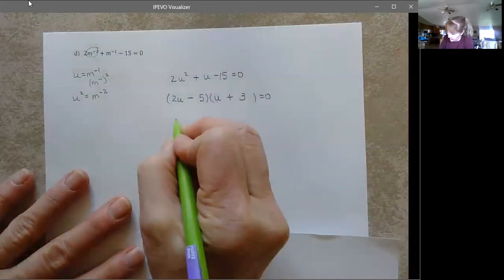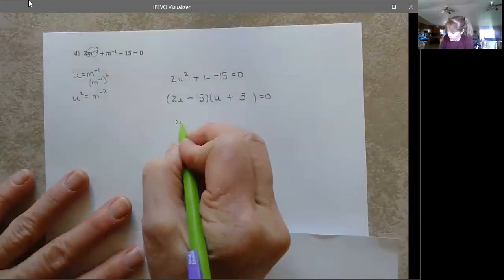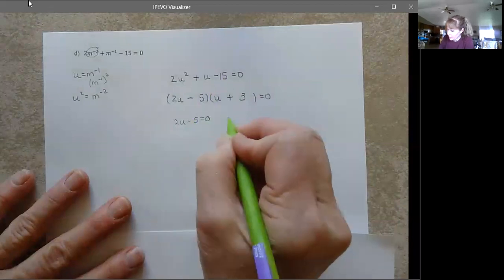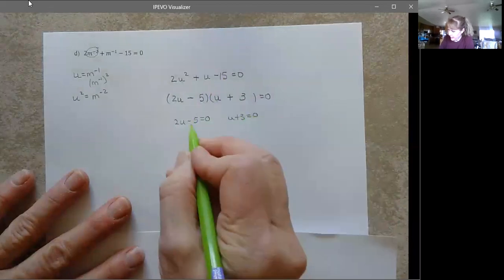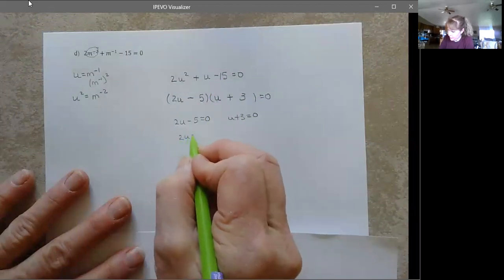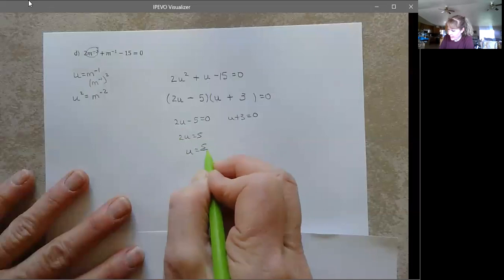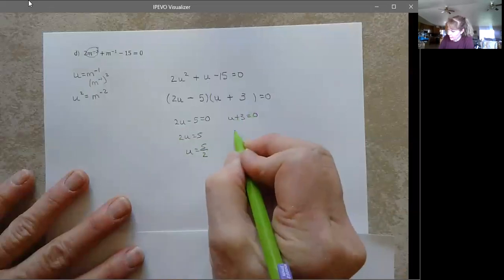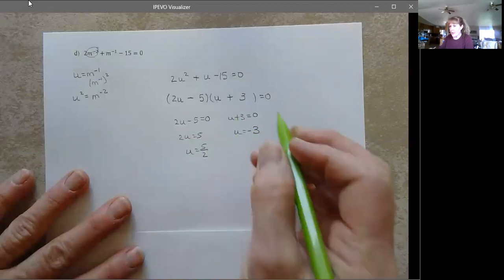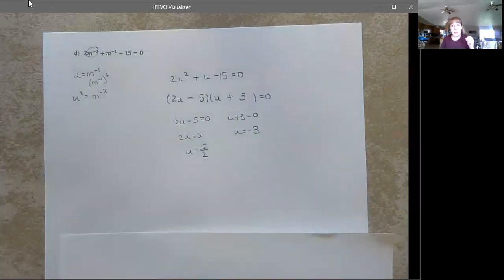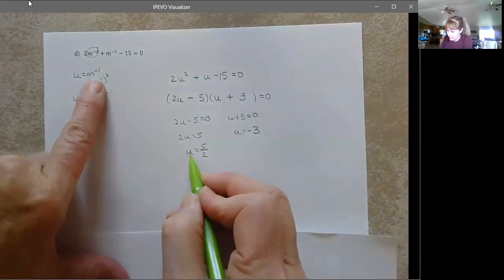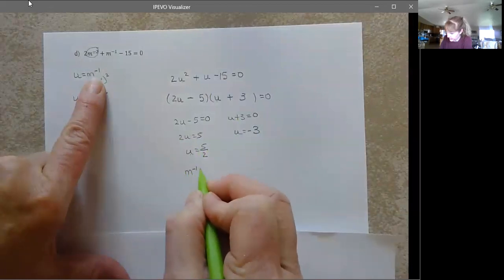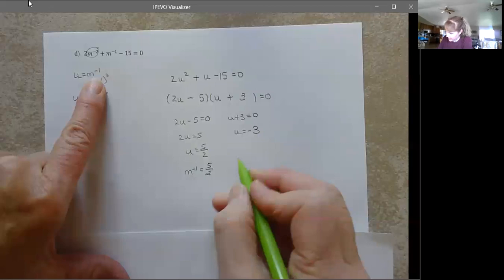We'll find our u. So we come up with 2u minus 5 equals 0. U plus 3 equals 0. Add 5. 2u equals 5. U is 5/2. Here we have u equals a -3. But again, we're not interested in what u is equal to. We're interested in what m is equal to. So we're going to substitute back in and review negative exponents. All right, here, u is m to the -1. On this step, you're substituting back.